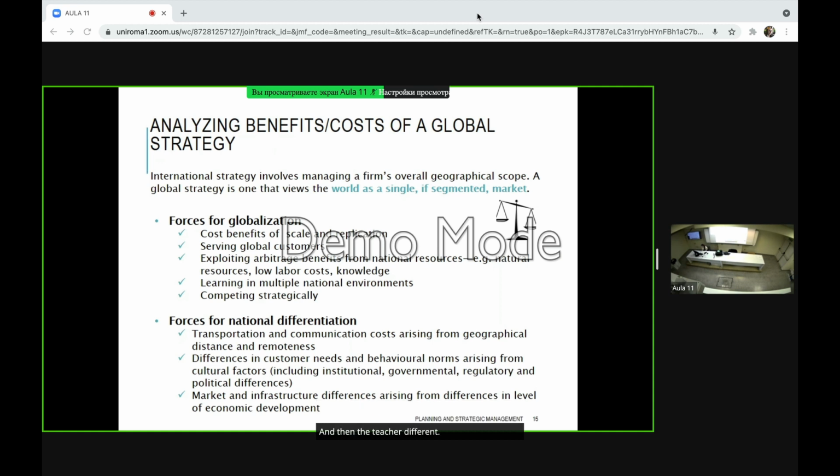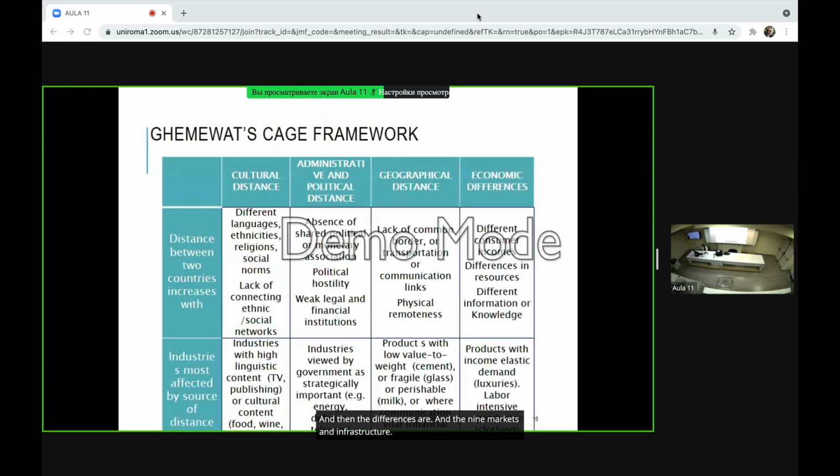The differences in market and infrastructure across countries. These are some factors which increase the distance across countries. This means that the distance between countries increases with the cultural distance, the administrative and political distance, the geographical distance, and the economic differences.